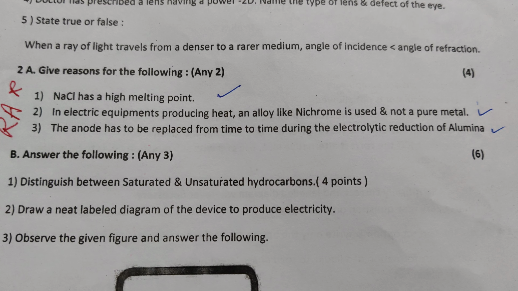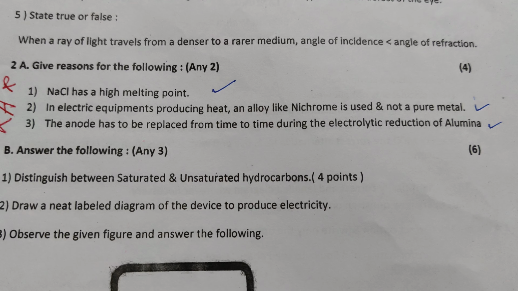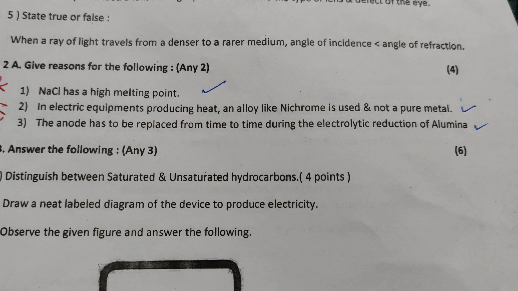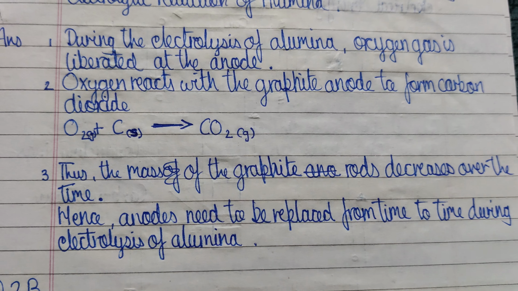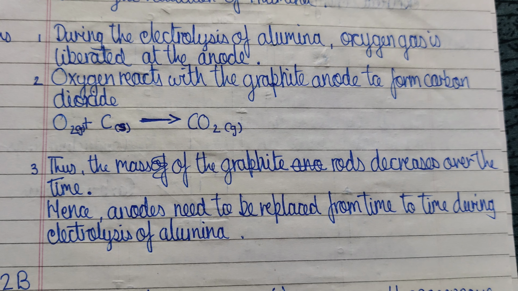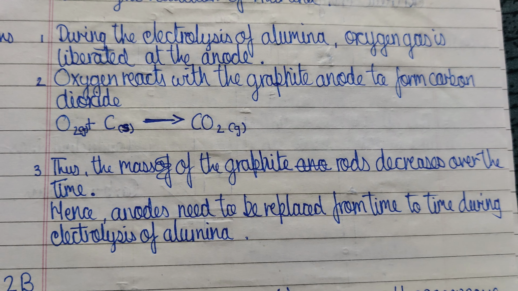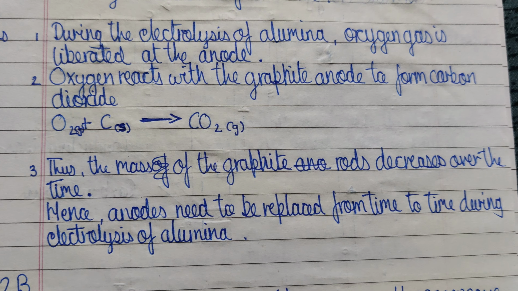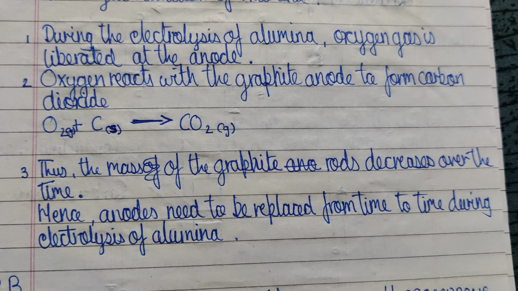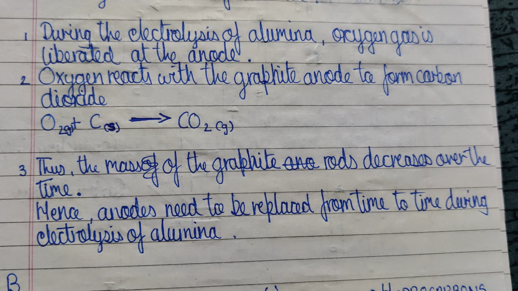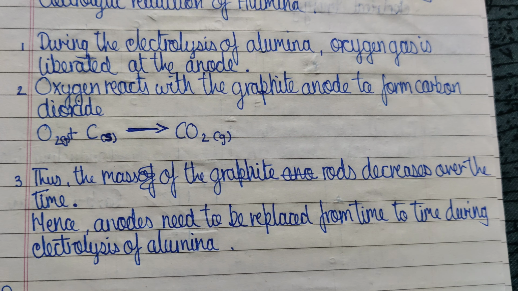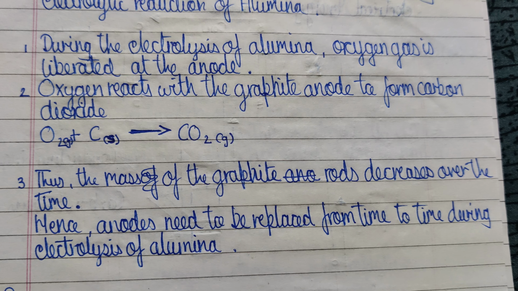Give reason. The anode has to be replaced from time to time during the electrolytic reduction of alumina. Answer. During the electrolysis of alumina, oxygen gas is liberated at the anode. Oxygen reacts with the graphite anode to form carbon dioxide. Thus, the mass of the graphite rods decreases over time. Hence, anodes need to be replaced from time to time during electrolysis of alumina.